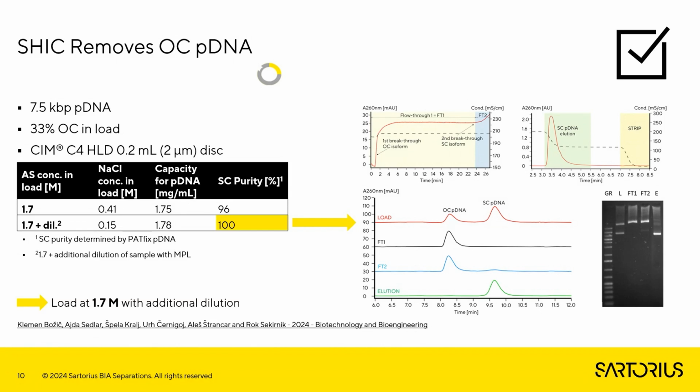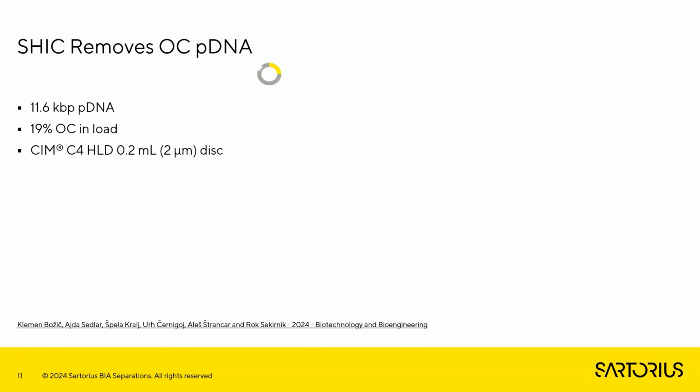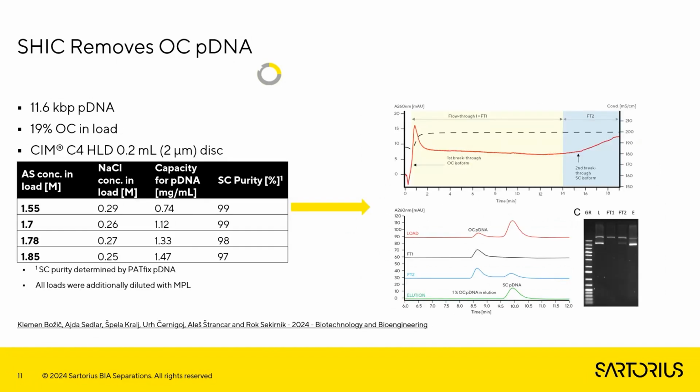But as we want to say that the approach is generic to plasmid size, we would like to show also that it works with a larger plasmid, which was an 11.6 kilobase pair plasmid with 19% open circular in the load. We used a similar range of ammonium sulfate concentration, but this time we prepared all samples with additional dilution. So we reduced the concentration of sodium chloride from the previous step.